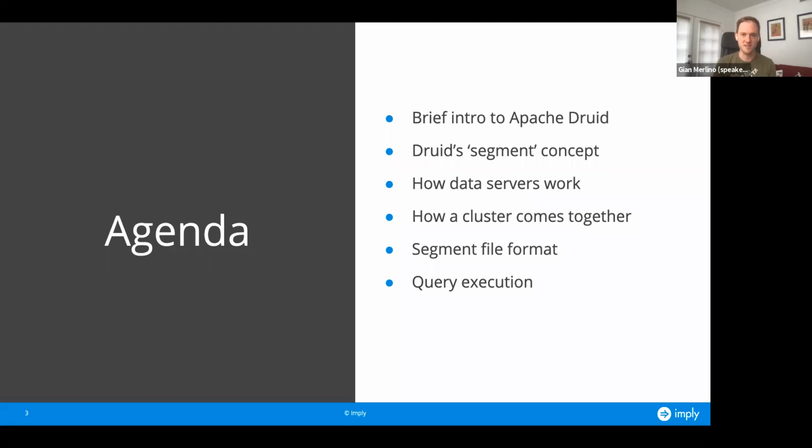Druid is a distributed system, and a cluster can be comprised of tens or hundreds or even thousands of servers. We'll talk about how that works. We'll talk about how a cluster comes together from many data servers and some of the distributed system pieces that make that work. We'll talk about the segment file format. So that's a much lower level detail. And then we'll talk finally about queries and how they are executed. So we're going to actually touch on a bunch of different levels of the system and give, I would say, a flavor of how each level of the system works.